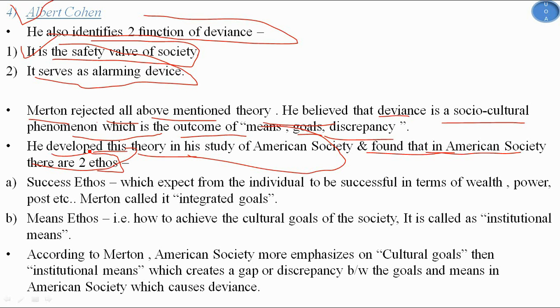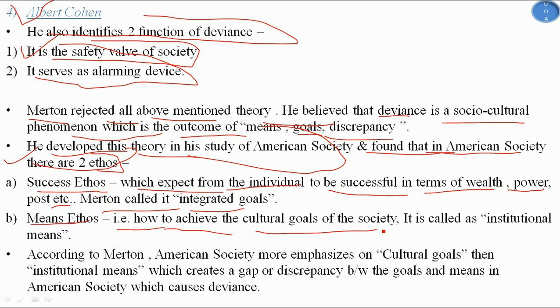So there are basically two types of ethos. The first ethos in American society is the success ethos, which expects the individual to become successful in terms of wealth, power, and position, and Merton called these integrated goals. And there is another ethos, or the fundamental values of the person, that is means ethos, and it means how to achieve the cultural goals of society, and it is called institutional means.